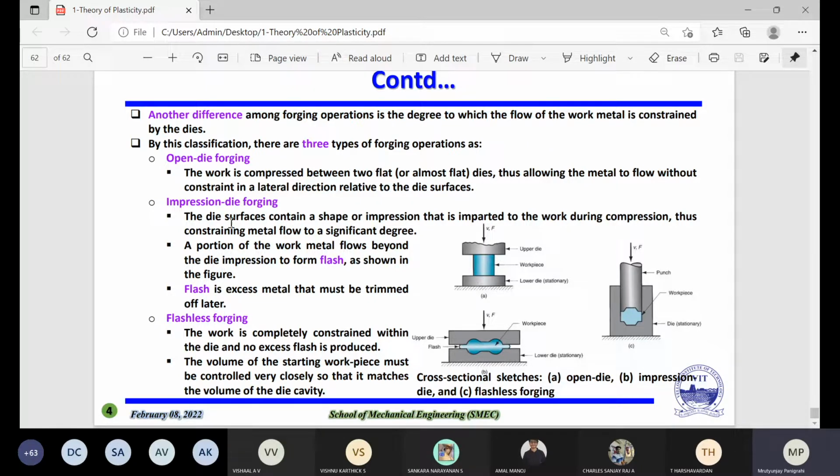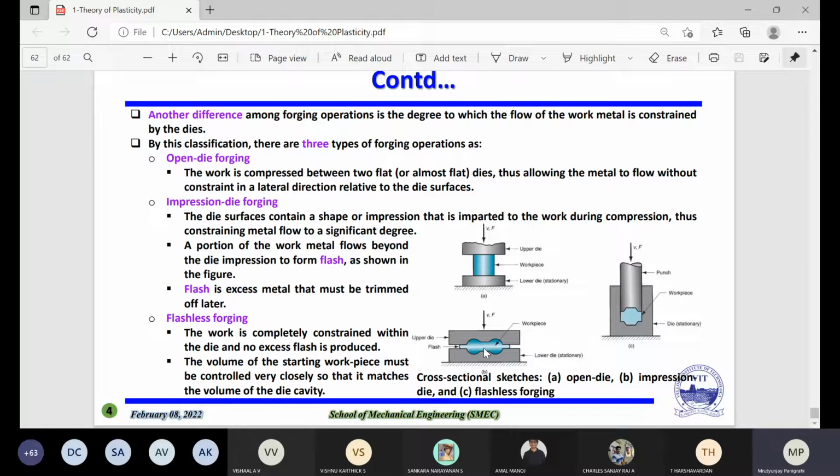And if you want to go for impression die forging, the second schematic diagram, the die surfaces contain a shape or impression that is imparted to the work during compression. The die is not flat, you can see here. There is a somewhat different structure. Based on this die, you can find out the product, like the mold we call in casting, or in the manufacturing processes you have studied. Based on the design of the mold, you can prepare that one.